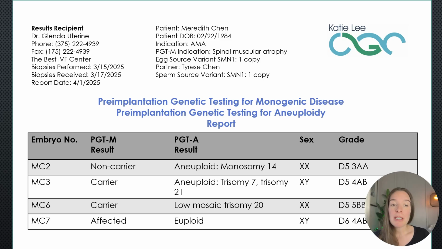So since this embryo is a carrier and it has a low mosaic PGT-A result, this embryo might be an embryo that could be considered by Tyrese and Meredith and the doctor.